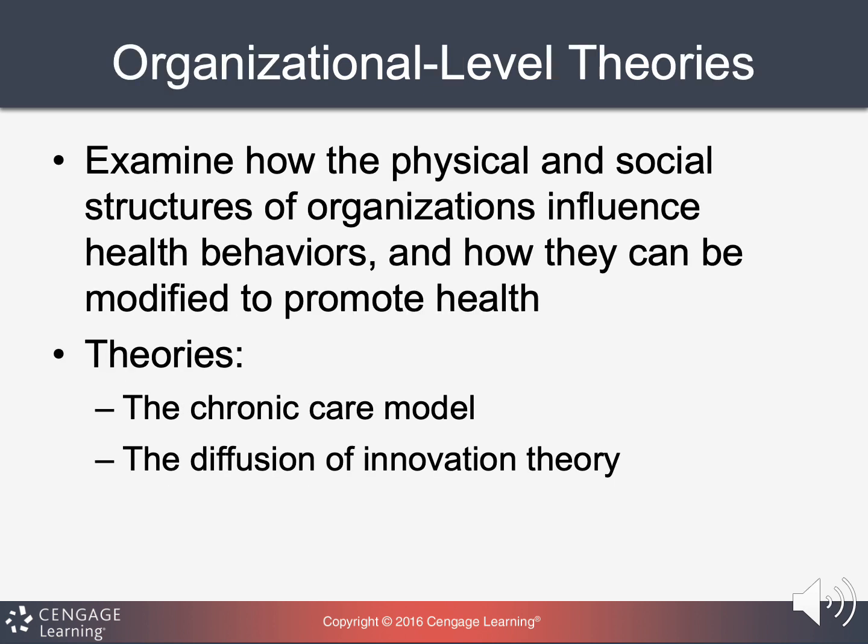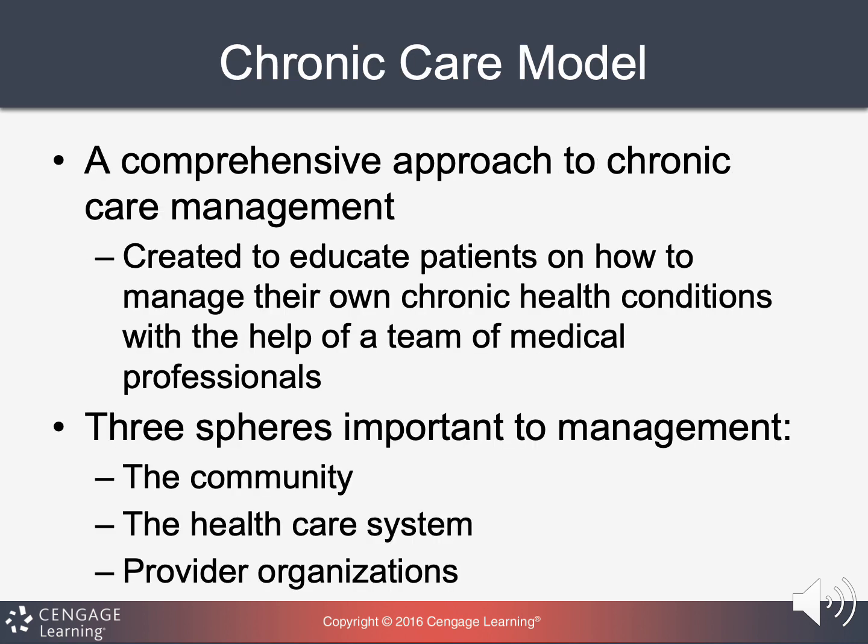Organizational level theories. So we're thinking about organizations that the individual might encounter that deal with their health behaviors. And the theories we're going to look at are the chronic care model and the diffusion of innovation theory. The chronic care model is a way to deal with people that have chronic health issues when it comes to the management of those. And it deals with health professionals helping the patient and becoming a team.